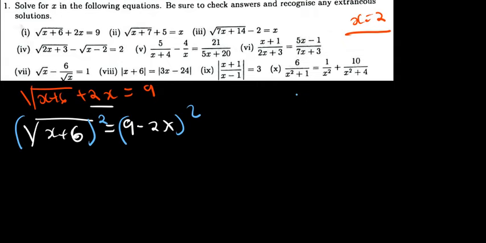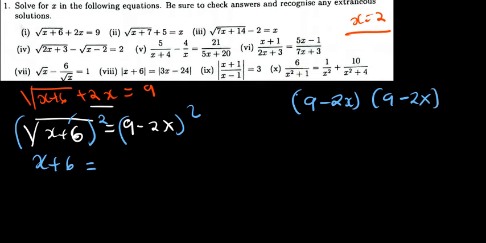So the square and the square root will cancel out, and I'll remain with x plus 6 is equal to 9 minus 2x all squared. This is the same as having 9 minus 2x twice. So we start now: 9 times 9 is 81. 9 times negative 2x is negative 18x. The negative 2x times 9, again negative 18x. The negative 2x times negative 2x gives us positive 4x squared.